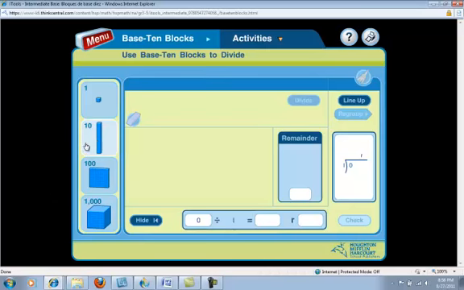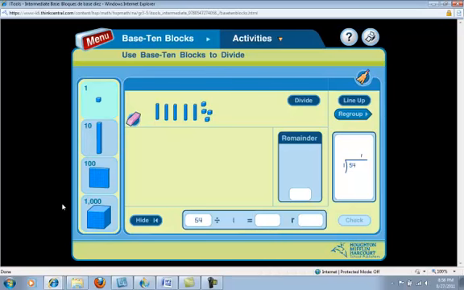The first thing I'm going to do is build 54. Now I'm going to need 10, 20, 30, 40, 50. I'm going to need 5 tens, and if you look here, notice my problem right now is 50, and it's all in one group, so it's divided by 1. It's also showing it written over here in this form. So I'm trying to do 54 divided by 5.